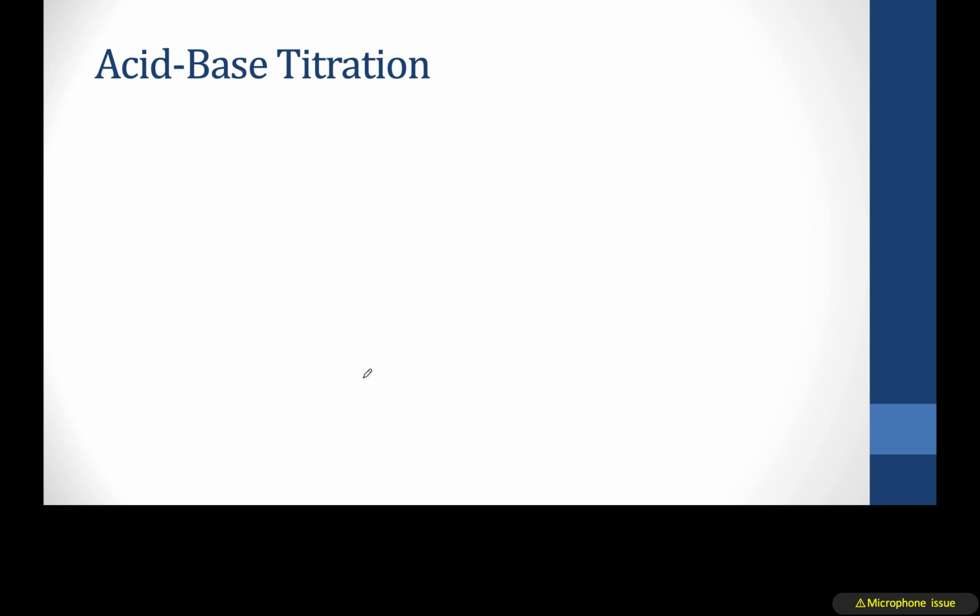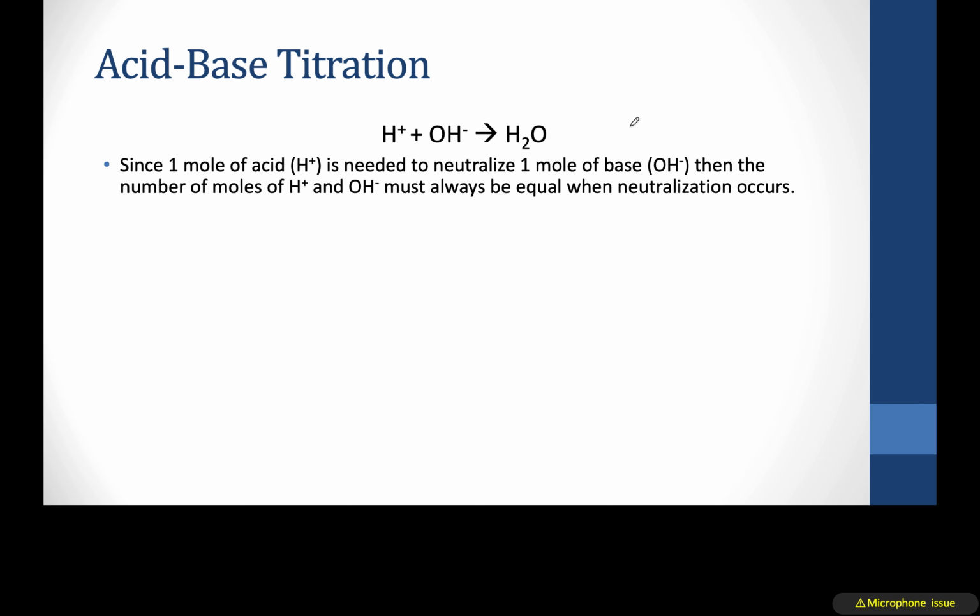So this is a little bit extra, but I do want to show you where the equation comes from. Remember, what we're doing in neutralization, very simply, is we're combining H+, which is acid, with OH-, which is base, to neutralize it to get pure water. That's what's happening in a neutralization reaction, right? And since 1 mole of acid is needed to neutralize 1 mole of base, a nice 1-to-1 ratio, then the number of moles of acid and base, or H+ and OH-, must always be equal when neutralization occurs.